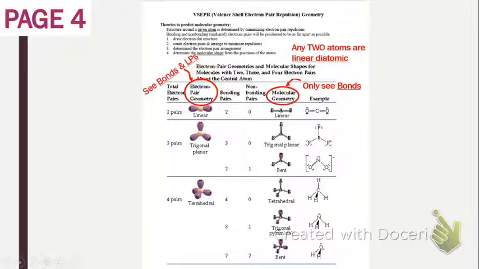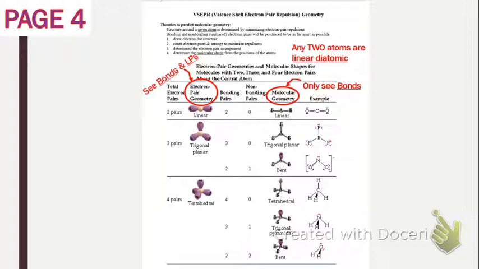If in our three-pair example that we looked at before, all three of those are bonds and none of them are lone pairs, then notice our molecular geometry is the exact same as our electron geometry was, because there are no lone pairs. Without the lone pairs, we're just seeing bonds, just like in a molecular geometry.